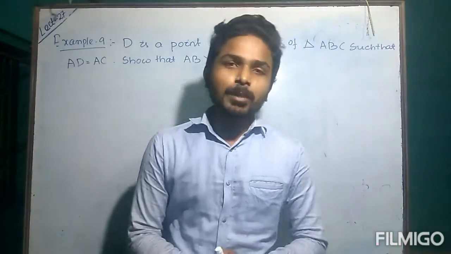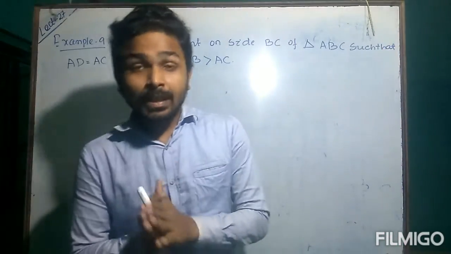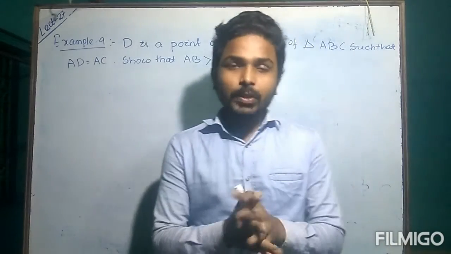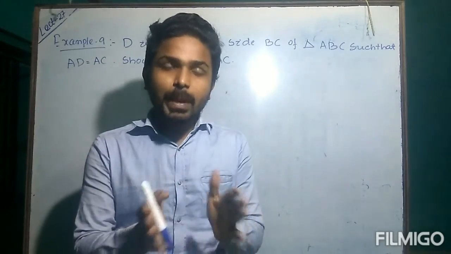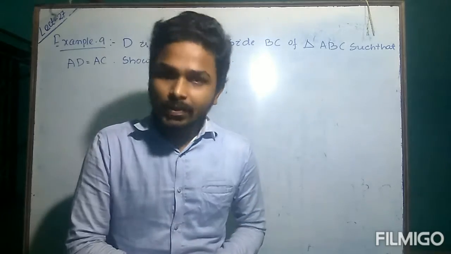Everyone, welcome to lecture number 27 of chapter 7. In the previous lecture we discussed theorem 7.8, the relationship among the three sides of a triangle.